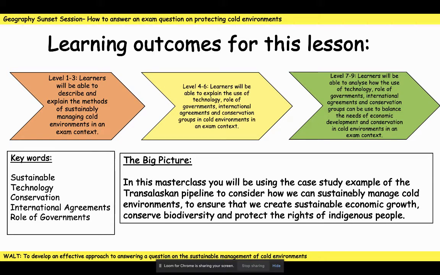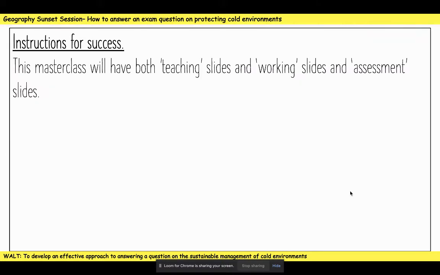In terms of the learning outcomes for this sunset session, at the very least, we'll be able to describe and explain the methods that get used to sustainably manage cold environments in an exam question. The next step, still in an exam context, is to explain 4 different strategies: the use of technology, the role of governments, international agreements, and conservation groups. And then finally, the gold standard by the end of this session is, are we able to analyse how these can be used to balance the needs of the economy and conservation of the environment in cold environments? So that's a whistle-stop tour of where we are going today.